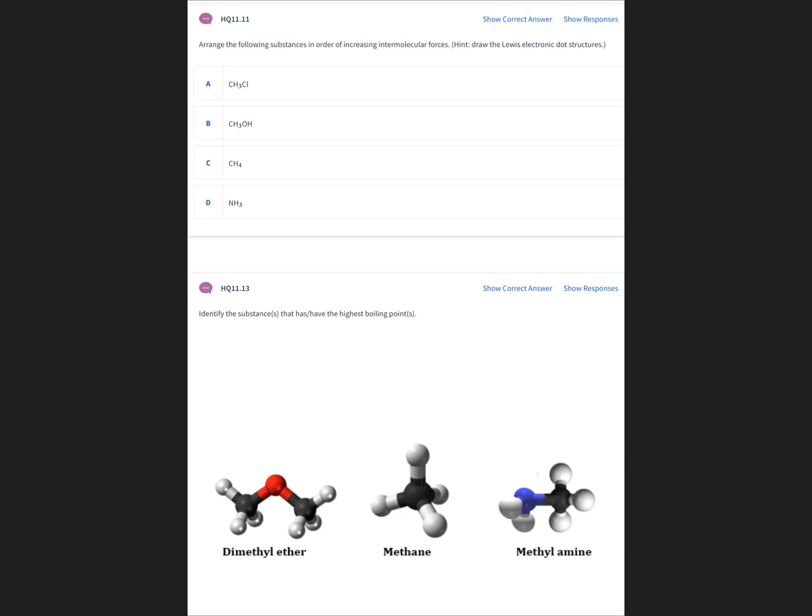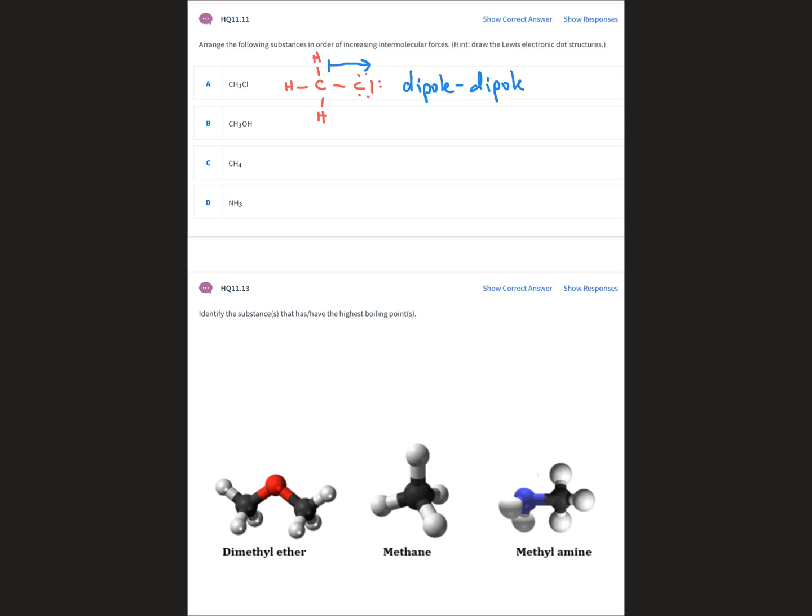So the first example we have is chloromethane. If we take a look at that structure and draw it out, we would see carbon, hydrogen, hydrogen, hydrogen, and the chlorine. Chlorine is more electronegative than the carbon, so that's going to be a polar bond. Because of that, I'm going to have dipole-dipole forces. The carbon-hydrogen bonds are nonpolar.